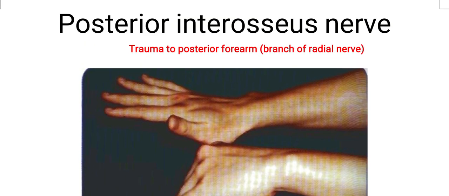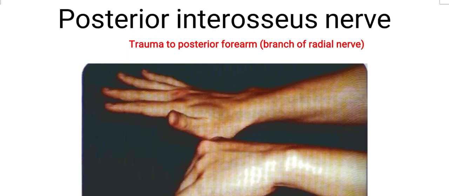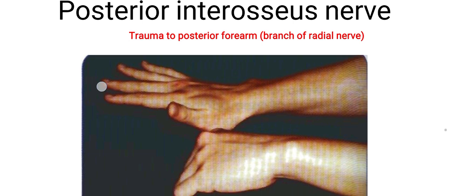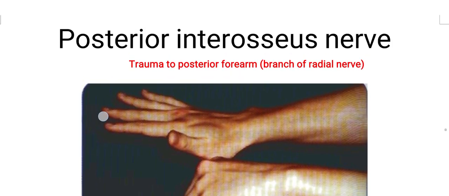Very important picture. Once you see it 2 or 3 times, you will be able to remember it and differentiate in the exam whether the examiner is asking about the radial nerve or its branch. Here, with trauma to the posterior forearm, the branch of the radial nerve, the posterior interosseous nerve, is involved. Keep in mind, this is very important.